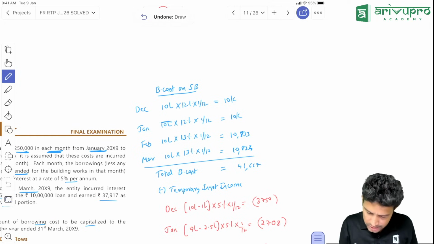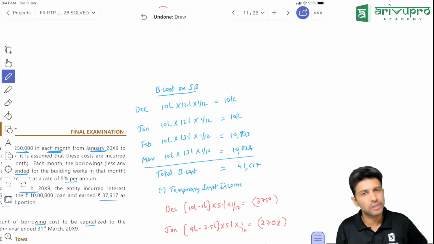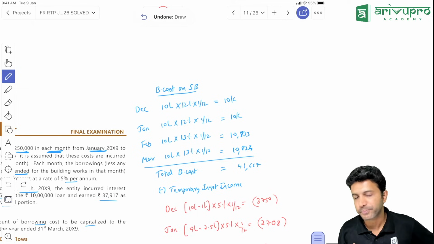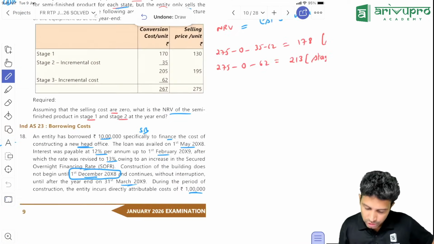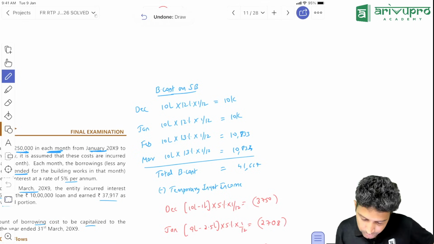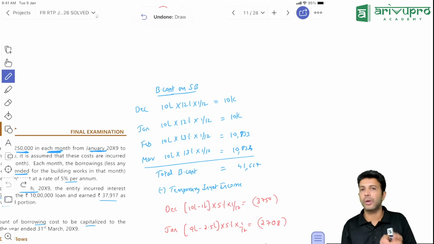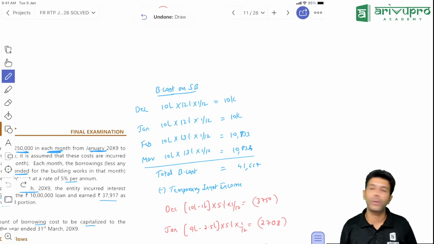January, the loan is still 10 lakh. Interest rate is 12% per annum. For the January month, it is 1 by 12. If you do, you'll get 10,000 again. Now February, the loan is still 10 lakh, but the interest rate is not 12. From 1st February, it has become 13. So now calculate for February and March, interest for 1 month at 13%. This way you will get the total borrowing cost.